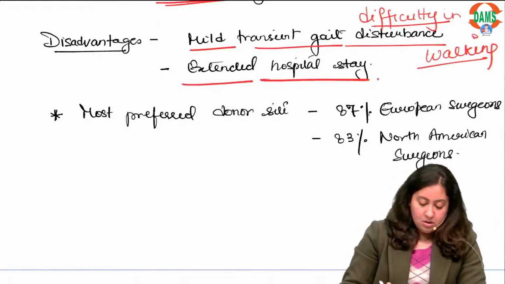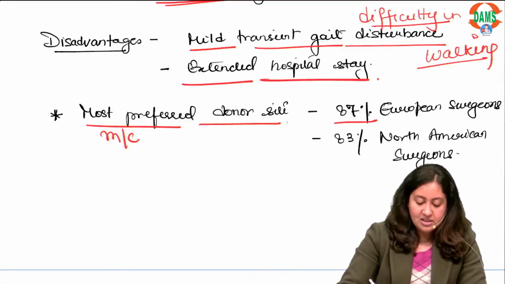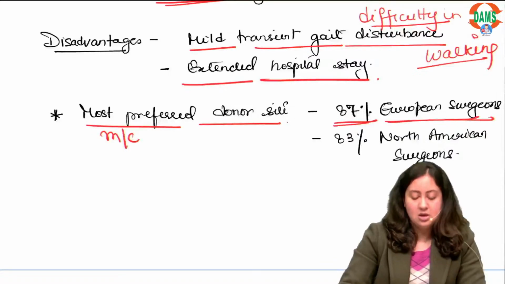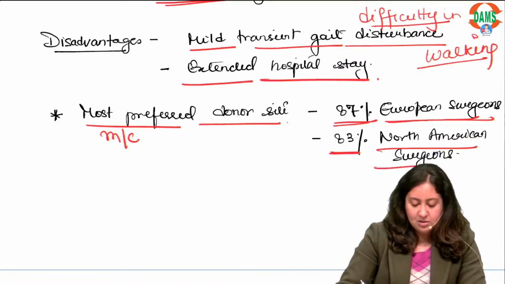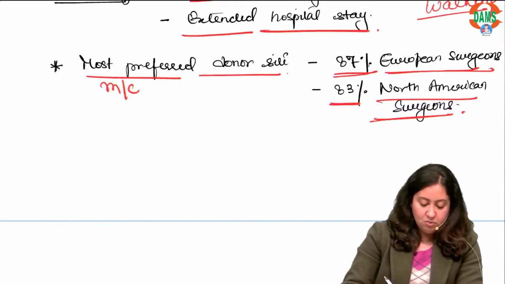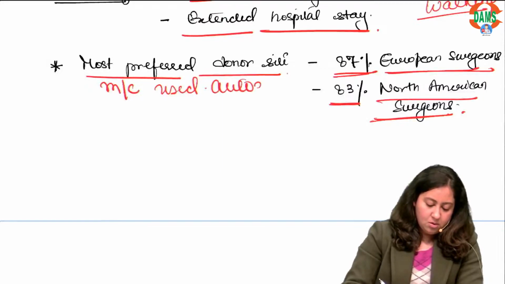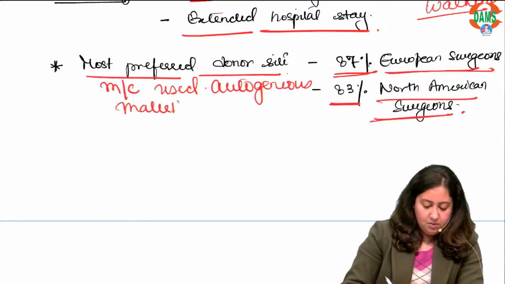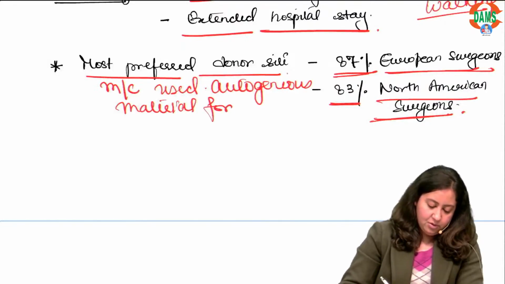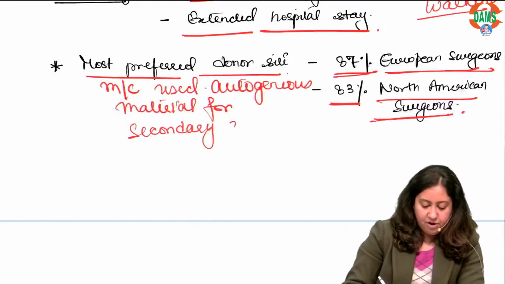It is the most preferred or most commonly used donor site worldwide. 87% of European surgeons use it, and 83% of North American surgeons use it, and it is most commonly used here in India also. So it is the most commonly used autogenous material for secondary alveolar bone grafting.